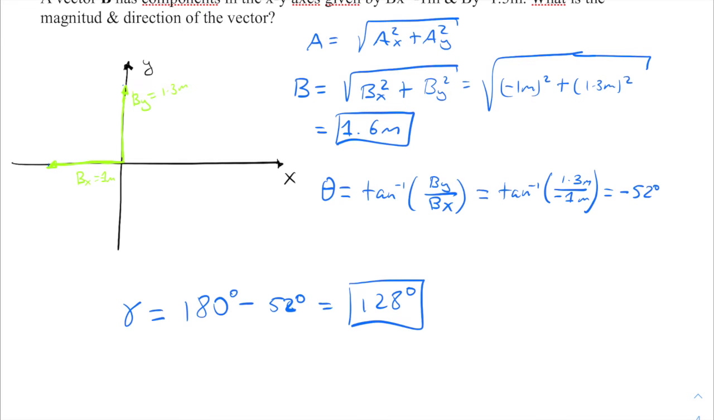Let's look now at an example of how to find the magnitude and direction of a vector. So we have a vector b that has components bx and by in the xy plane, given by bx equals -1 meter and by equals 1.3 meters. So what is the magnitude and the direction of this vector b? The first thing we're going to do is draw this vector. We know that by moves 1.3 meters in the positive y direction, and then we know that bx moves -1 meter in the negative x direction.